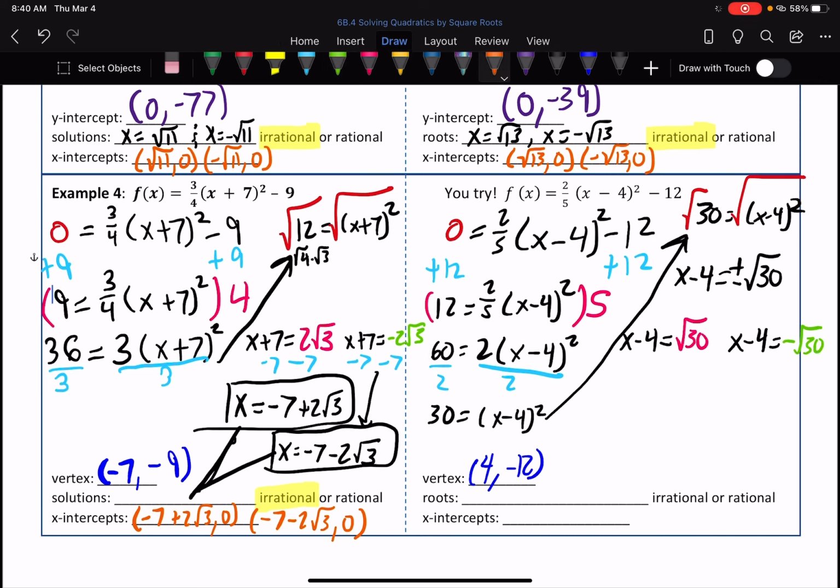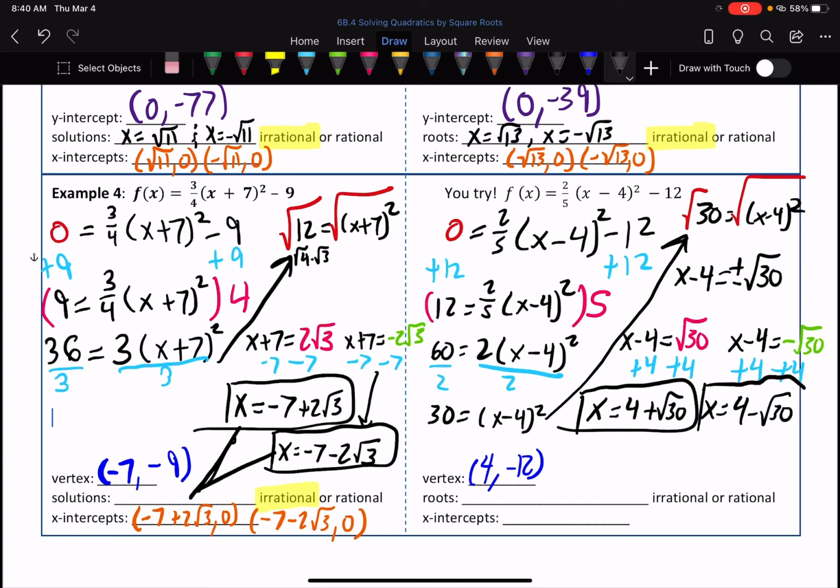And in both of these, I'm going to add 4 to each side. And that is a rational term adding to an irrational term. So I've got x equals 4 plus the square root of 30 as my first solution. And x equals 4 minus the square root of 30 as my second solution. So those are also my roots. Those are irrational. And our x-intercepts are 4 plus the square root of 30, comma 0, and 4 minus the square root of 30, comma 0.